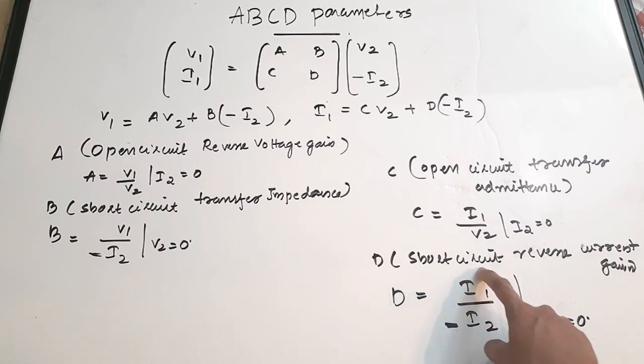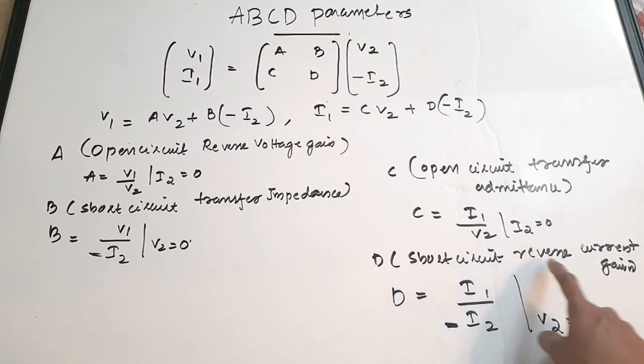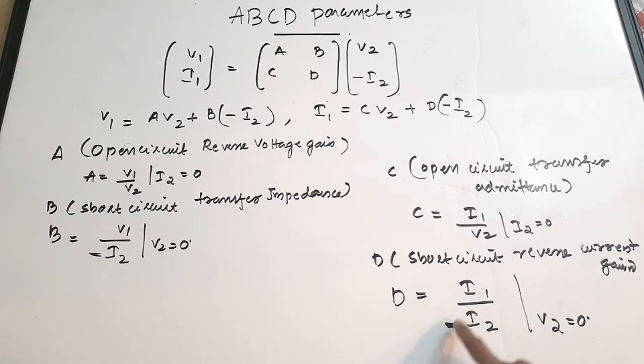Lastly, D is the short circuit reverse current gain. I1 by I2, and also there is a negative sign, right? Since I2 is negative, it is I1 by minus I2. We can write it as minus I1 by I2. And V2 we are making 0. So we are creating a short circuit. So these are the parameters that we are discussing in this video. These are all the major parameters of two-port networks.